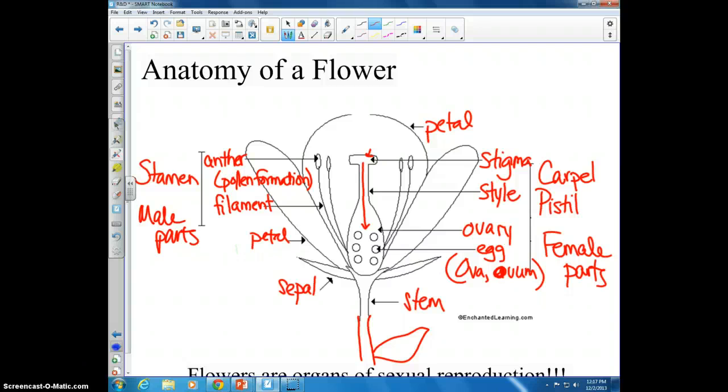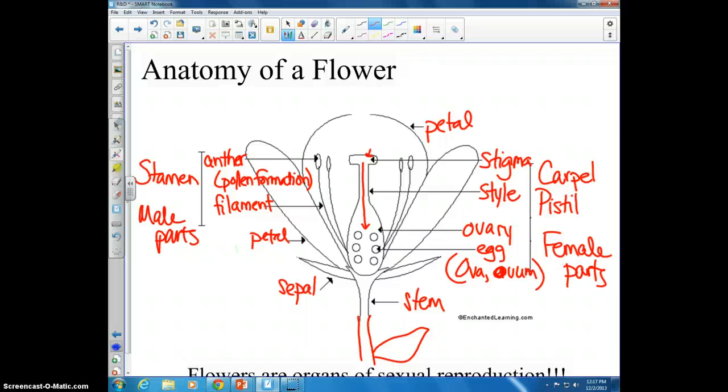When the flower is budding, the sepals are the green-colored leaves that you see on the outside. They're usually a little more sturdy than the typical leaves, but eventually they will open up and the flower will bud and turn into a beautiful flower. This flower has both male and female parts.